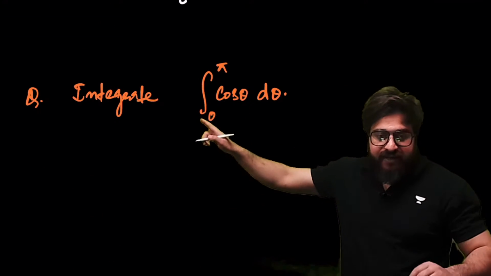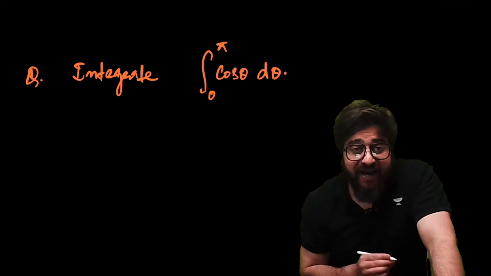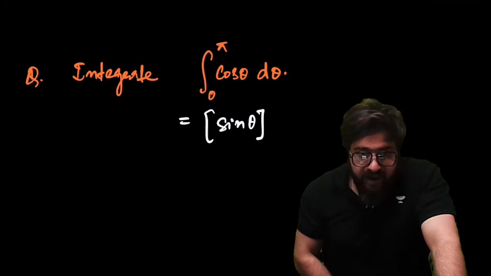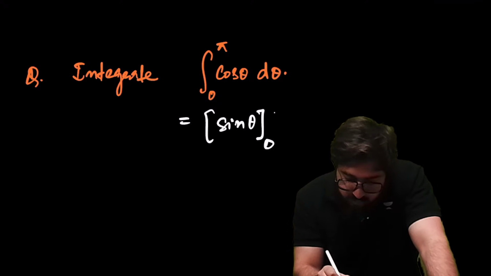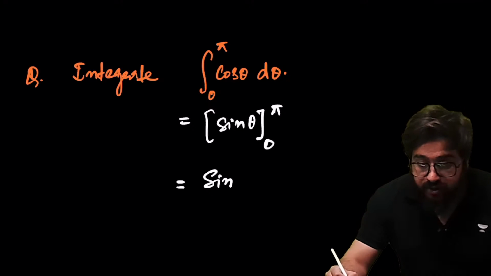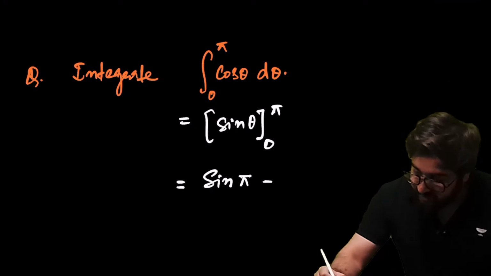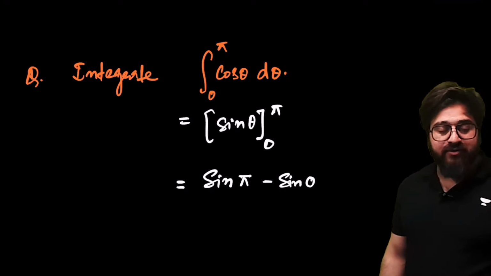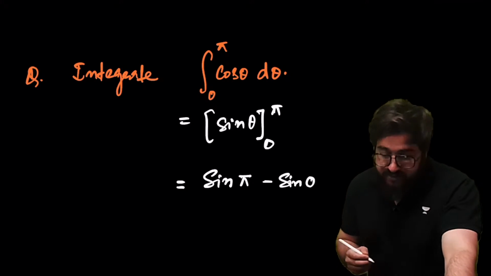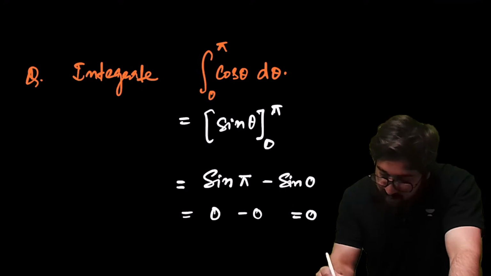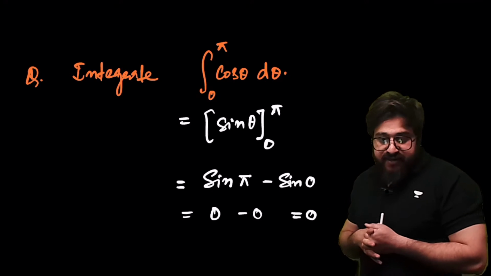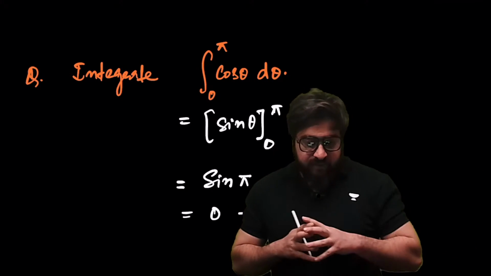Let's suppose we do the integration of this one. The integration of cos theta is sine theta. So it is simply sine of theta, and the limits are from 0 to pi. First, we put the upper limit, sine of pi, then sine of 0. Sine pi is sine 180, which is 0. Sine 0 is 0. So this comes out to be 0. Is this clear?